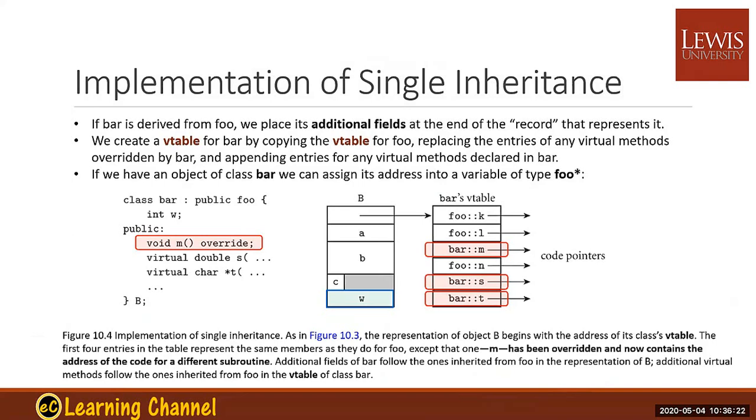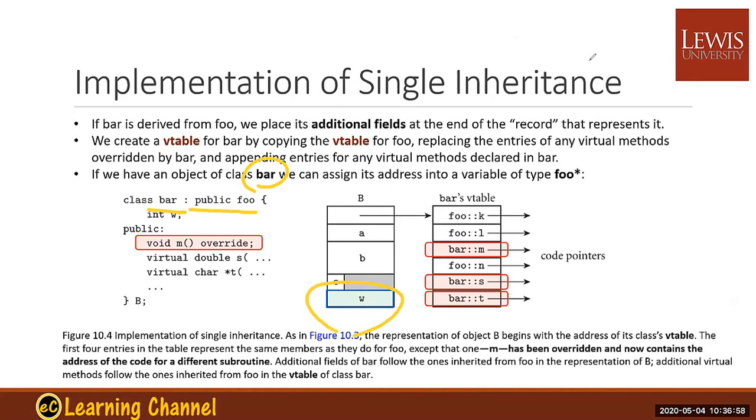So here, the implementation of single inheritance. If Bar is derived from Foo, we place an additional field. The previous one was the Foo class. Now we have a Bar object. The Bar object inherits the Foo object publicly, so there is no degradation in publicity, the visibility. And here we have a W.